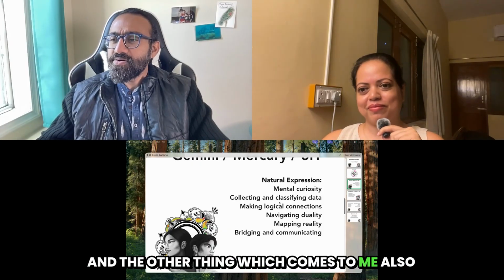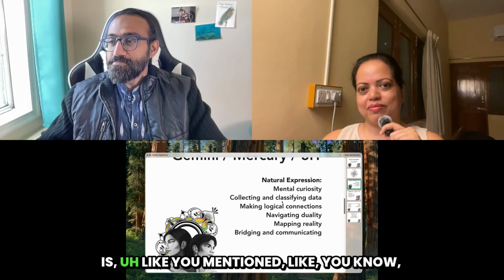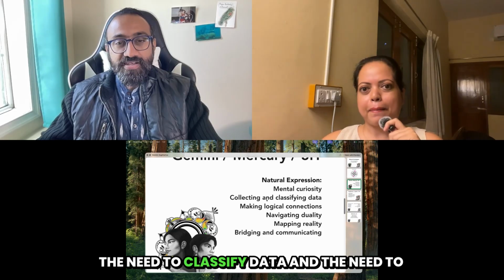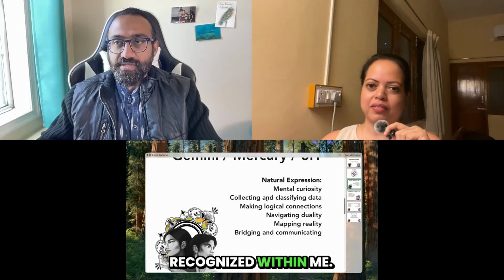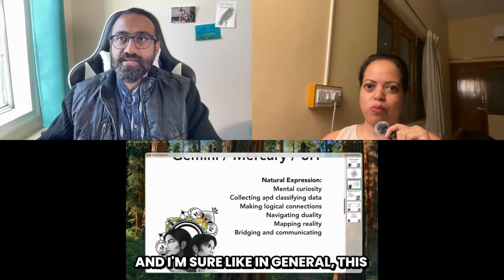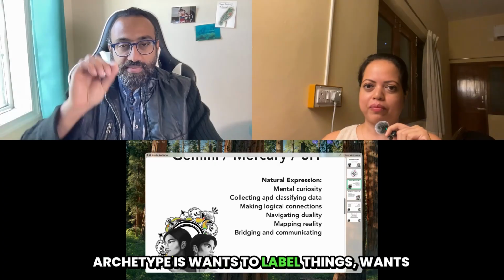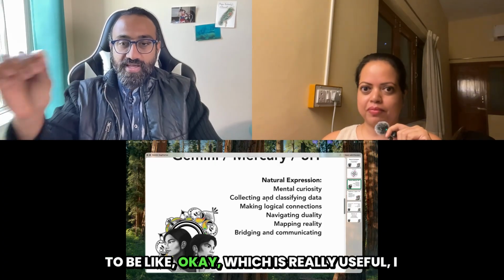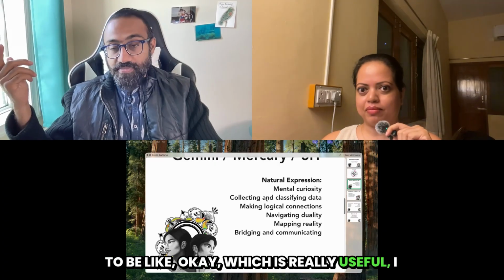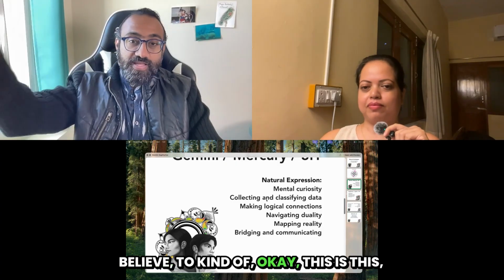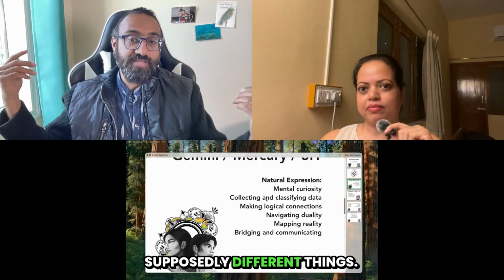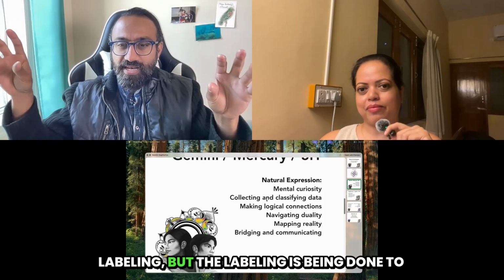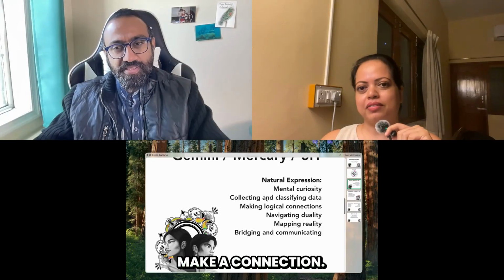And the other thing which comes to me, like you mentioned, is the need to classify data, the need to label. It's definitely something that I've recognized within me, and I'm sure in general this archetype wants to label things, which is really useful, I believe: okay, this is this, and this is the connection between these two supposedly different things. So it's interesting, there is a labeling, but the labeling is being done to make a connection between them.